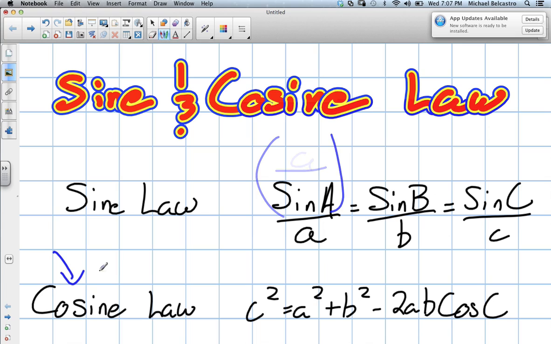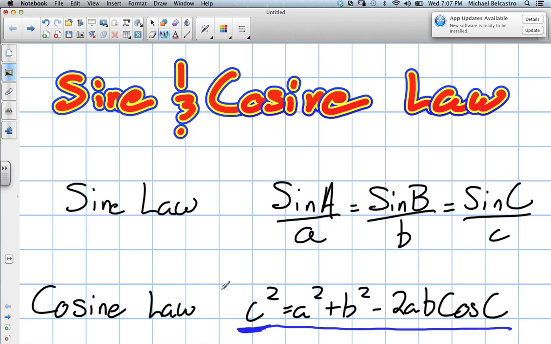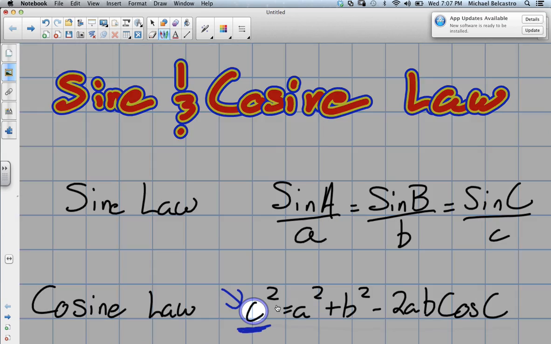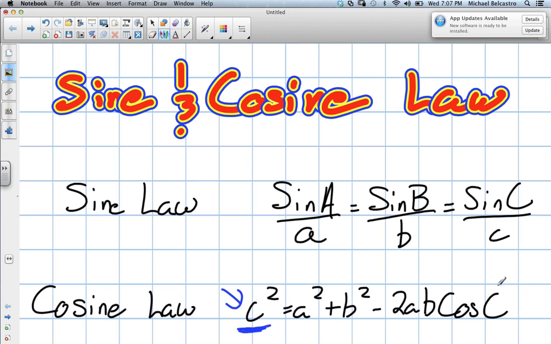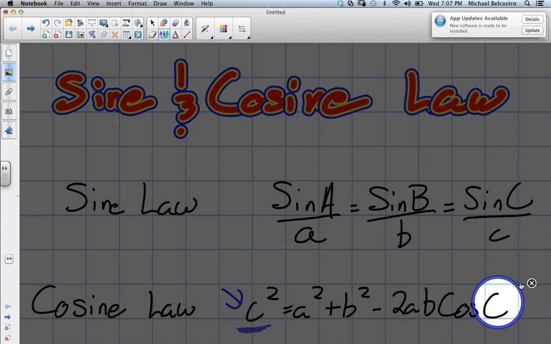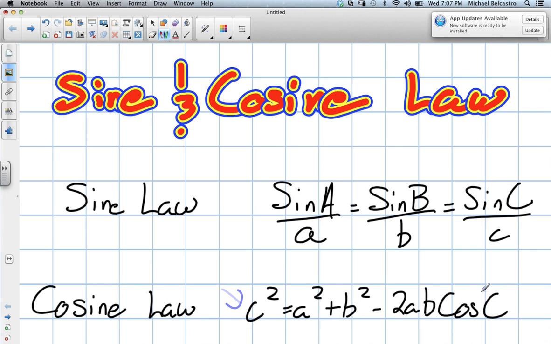With that being said, for cosine law, I usually get the students to just remember the one set of formulas, and the letters are interchangeable. If this is side C, you're either solving for this side C, or you're solving for this angle C. Those are the only two things you're going to focus on solving with cosine law. If we were looking for A, then this would become an A, this would be angle A, and these two would be C and B.